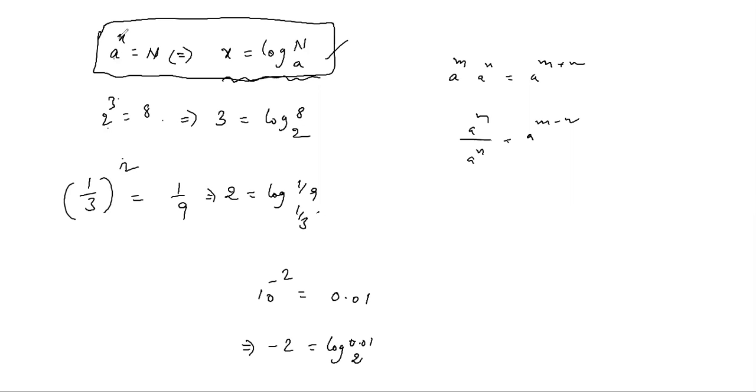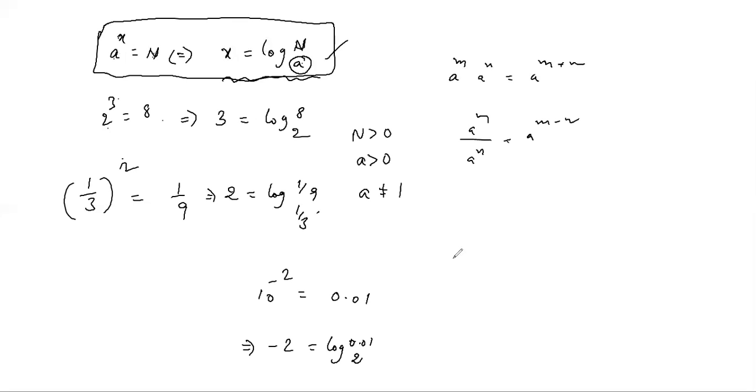a power x equal to n, only then x equal to log n base a. Here log n base a is called logarithm of n with respect to the base a, and x is its value. And here some conditions: in logarithm, we take only positive values, n greater than 0 and a greater than 0. And the base also, we won't take 1. Base not equal to 1.